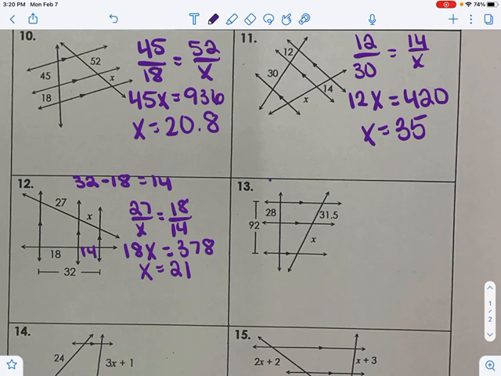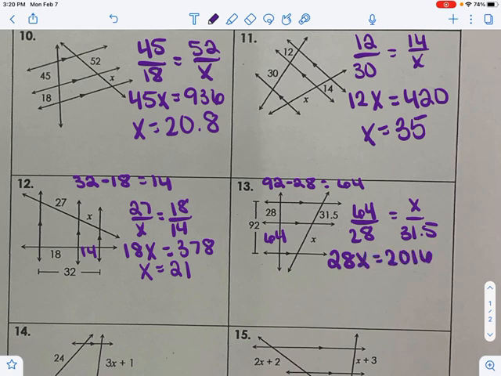In number 13, don't forget to subtract those two sides first because you have to have the two small parts. So 92 minus 28 is equal to 64. Now that you have the small parts, you can do it. And like I said, I've been doing top to bottom, so let's build it upside down this time. So let's do 64 over 28 is equal to x over 31.5. You're going to get 28x is equal to 2016. So x is equal to 72. And if you built it top over bottom equals top over bottom, you should have gotten the same answer.